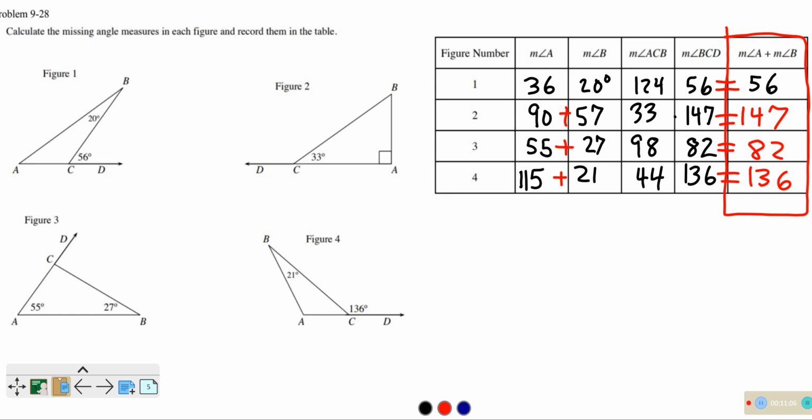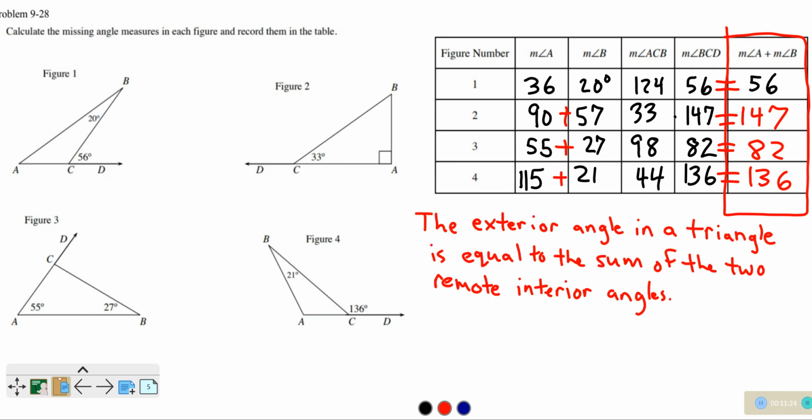Is that a coincidence? Absolutely not. There are no coincidences in mathematics. It is a mathematical rule. And underneath your table off to the side, I want you to write the exterior angle in a triangle. Here, maybe it'd help if I drew this out. The exterior angle in a triangle is equal to the sum of the two remote interior angles.